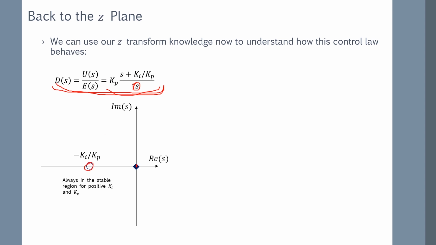And so this means that we have a controller that has a 0 in the stable region and a pole at 0. So this controller is very unlikely to destabilize a system. I mean, if the system is already stable, it will not destabilize the system. It's kind of hard to prove here, but it's kind of guaranteed that this will never destabilize the system.